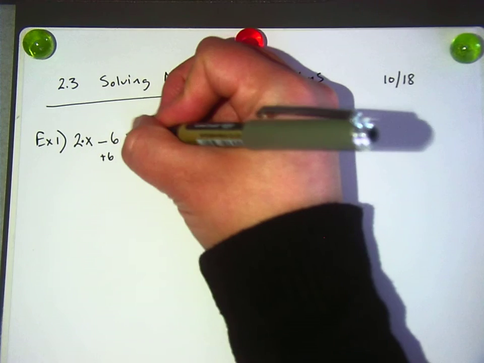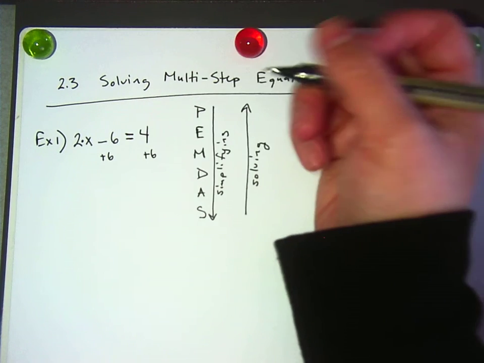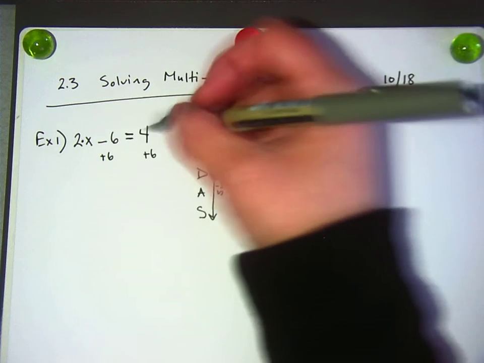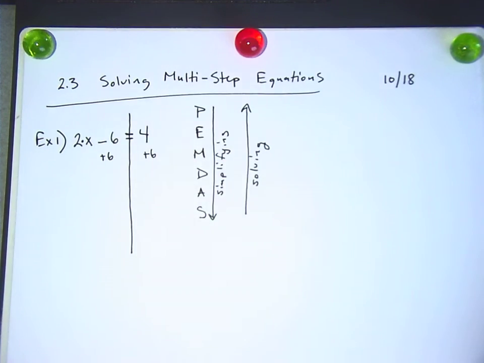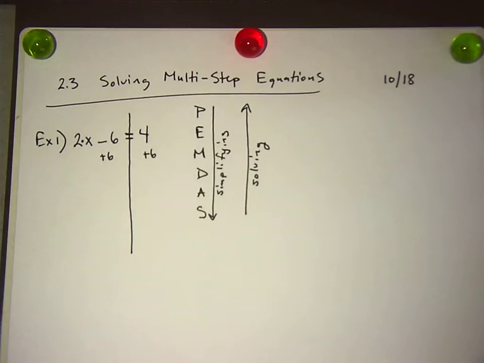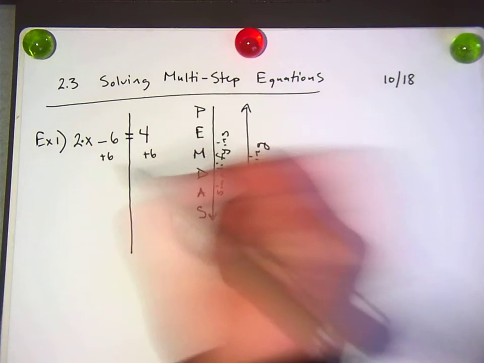Here's something that might help. I've had kids before ask me this. Look up. I've had kids ask me, how do I know what you mean by both sides? Is it both sides of the equal sign? If it helps you, just draw a line like this right now. It really helps. Then you know it's both sides of the line.